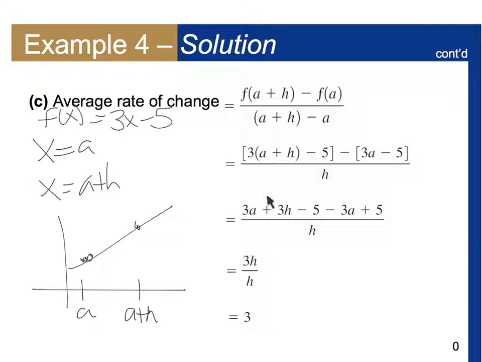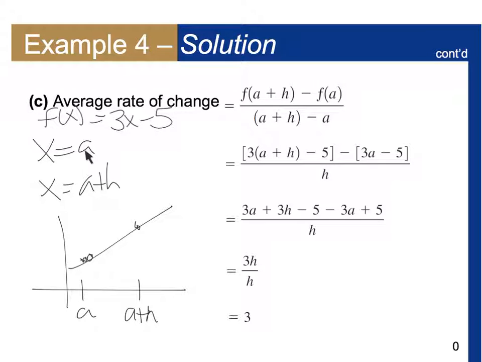But distributing the 3 here, we get 3a plus 3h minus 5. And then minus 3a plus 5 because we have a minus. Okay, so the 3a's cancel here. The 5's cancel. So we end up getting 3h over h, which the h's cancel here and we get 3. So we've actually proven that the slope, or the average rate of change, is always the same for this function between any 2 points, because these do represent any 2 points.